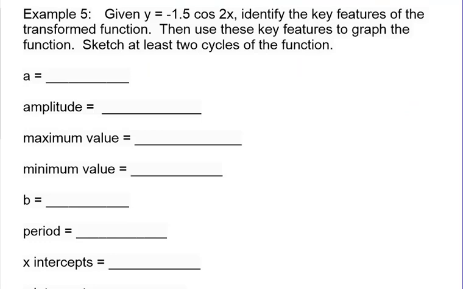Example 5, given y is equal to negative 1/2 cos of 2x, identify the key features of the transformed function, use these to graph the function, etc., etc. So with this graph, our a value is negative 1.5, which means our amplitude, it doesn't matter what distance is it, like we're looking for the absolute value of it basically, so our amplitude would be 1.5, doesn't matter if it's reflected. Our maximum value is going to happen at 1.5. Our minimum is going to happen at negative 1.5. Again, that comes from our normal maximum value, which is 1 times our amplitude of 1.5.